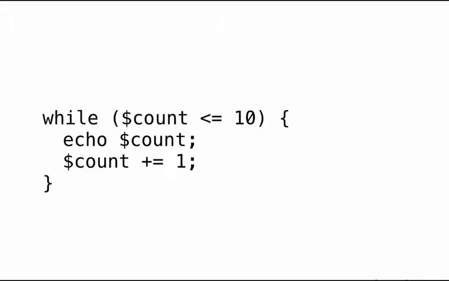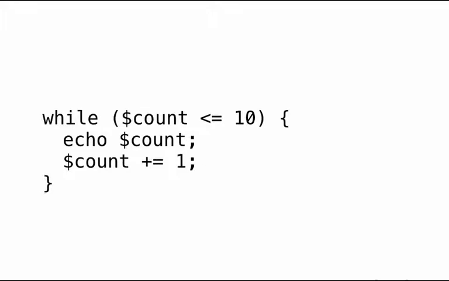So you can see what's going to happen here. Let's say count started out being 0. Well, the first time through, count is less than or equal to 10, so it executes. This time, count is equal to 1. Still less than or equal to 10, so the loop executes. It keeps on going until finally count is equal to 11. When count is equal to 11, it's no longer less than or equal to 10. It's false. And at that point, it stops executing the loop.